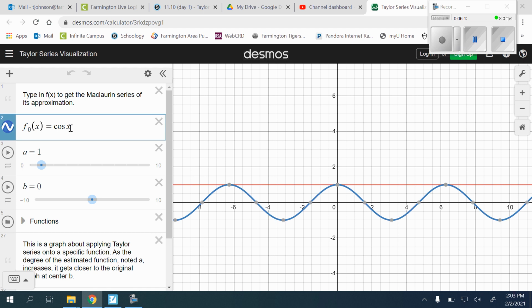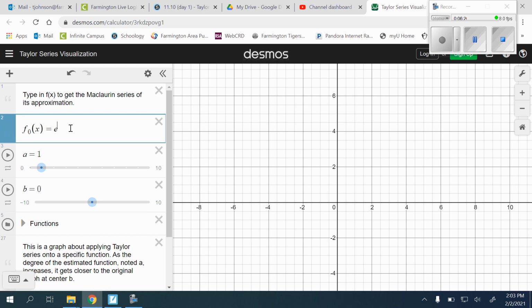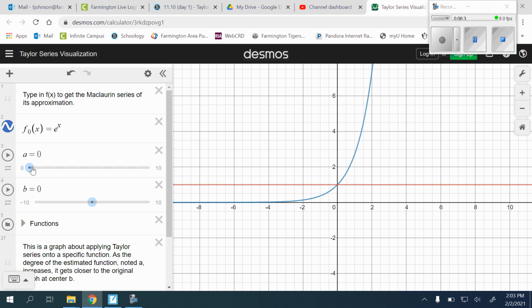First, we need to change this function to the one we're looking at. So we're going to change it to e, use your exponent caret key, so shift number 6, and then x. And then we see the graph of e to the x here. It's this blue graph right here. So when we are at degree 0, it would just be the slope at that point, which is 1. So it's just a horizontal line at 1. If we go to the degree 1, now it's the tangent line at 1, like you saw in the Khan Academy video.